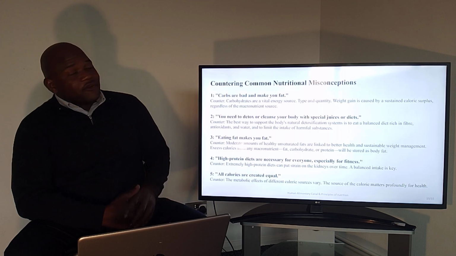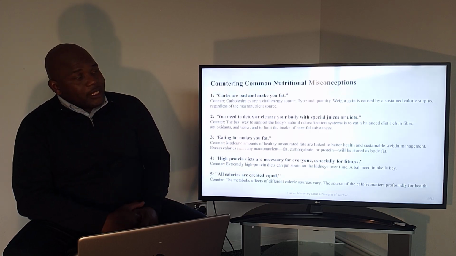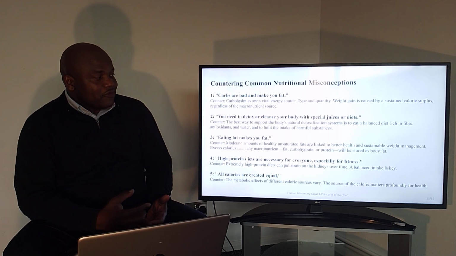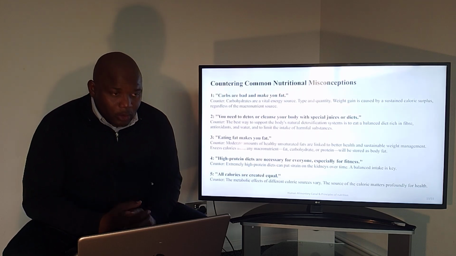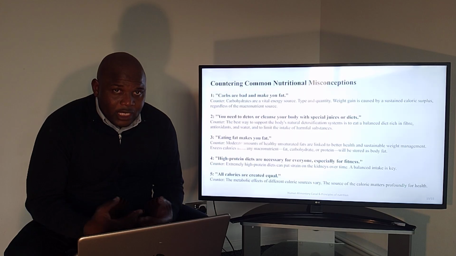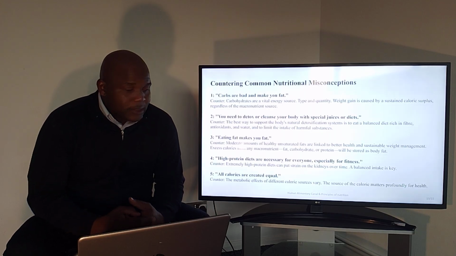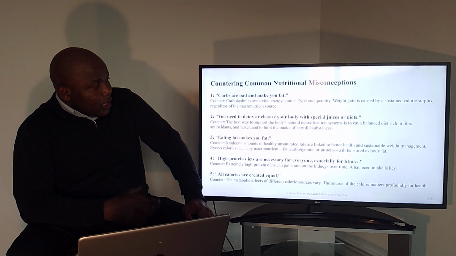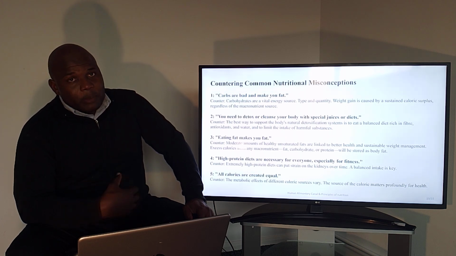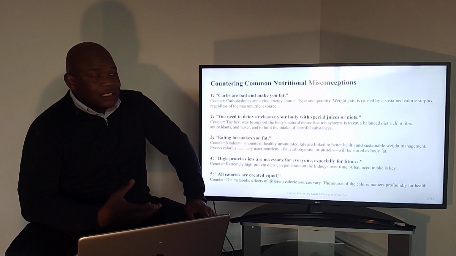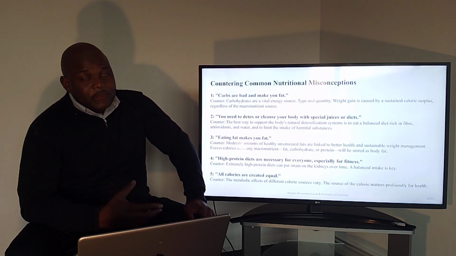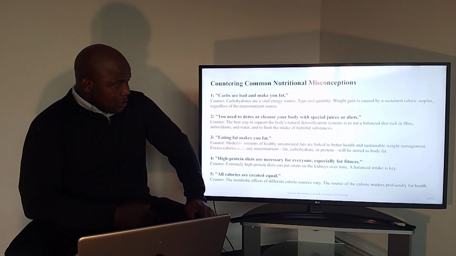Number three, eating fat makes you fat. There are unsaturated fats, which are good for the body, which come from avocados, and we have olive oil. That is good fat for the body, but if you take fat that is saturated or trans fat, that is bad for the body, and it builds up in you as body fat, and hence you end up being overweight.